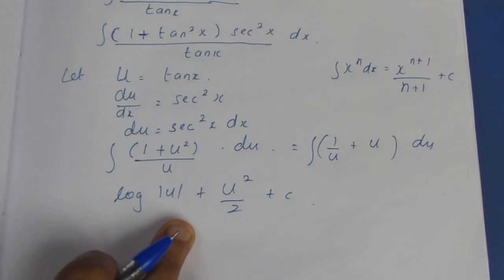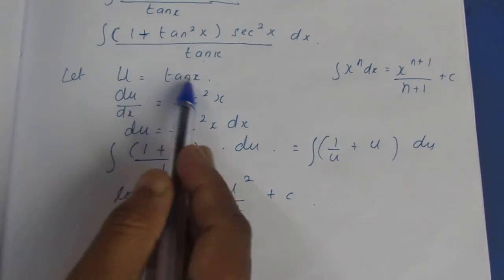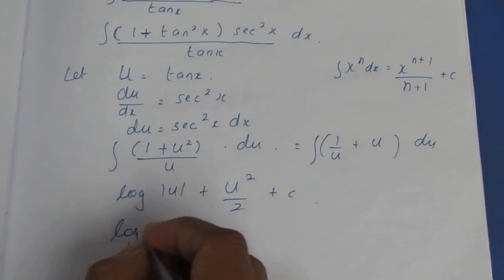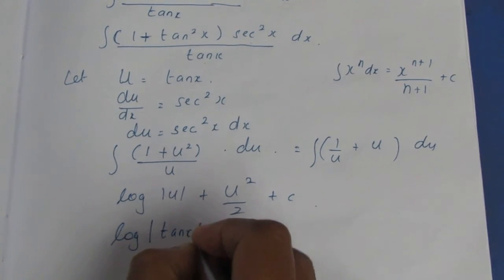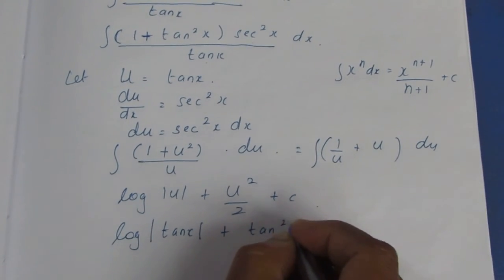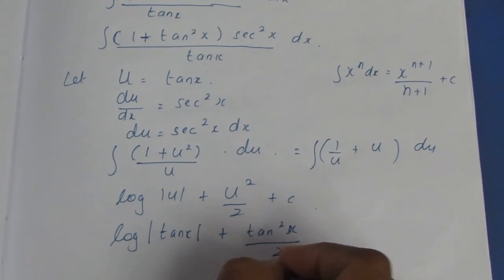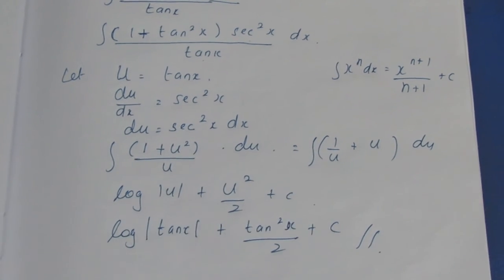Now we can't leave it as u. We are going to change u back to tan x, so it becomes log tan x plus tan square x by 2 plus c, which is your final answer for the sum.